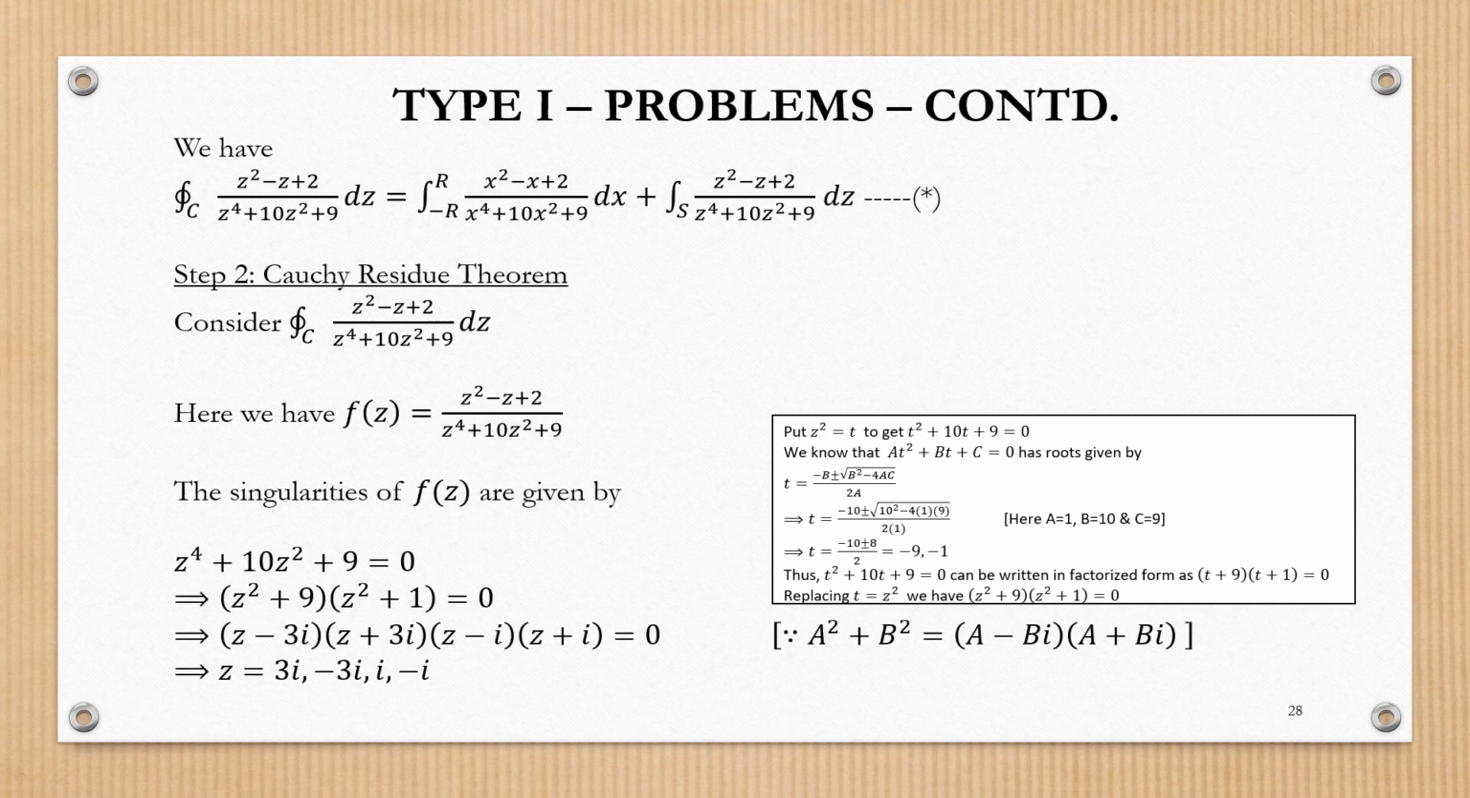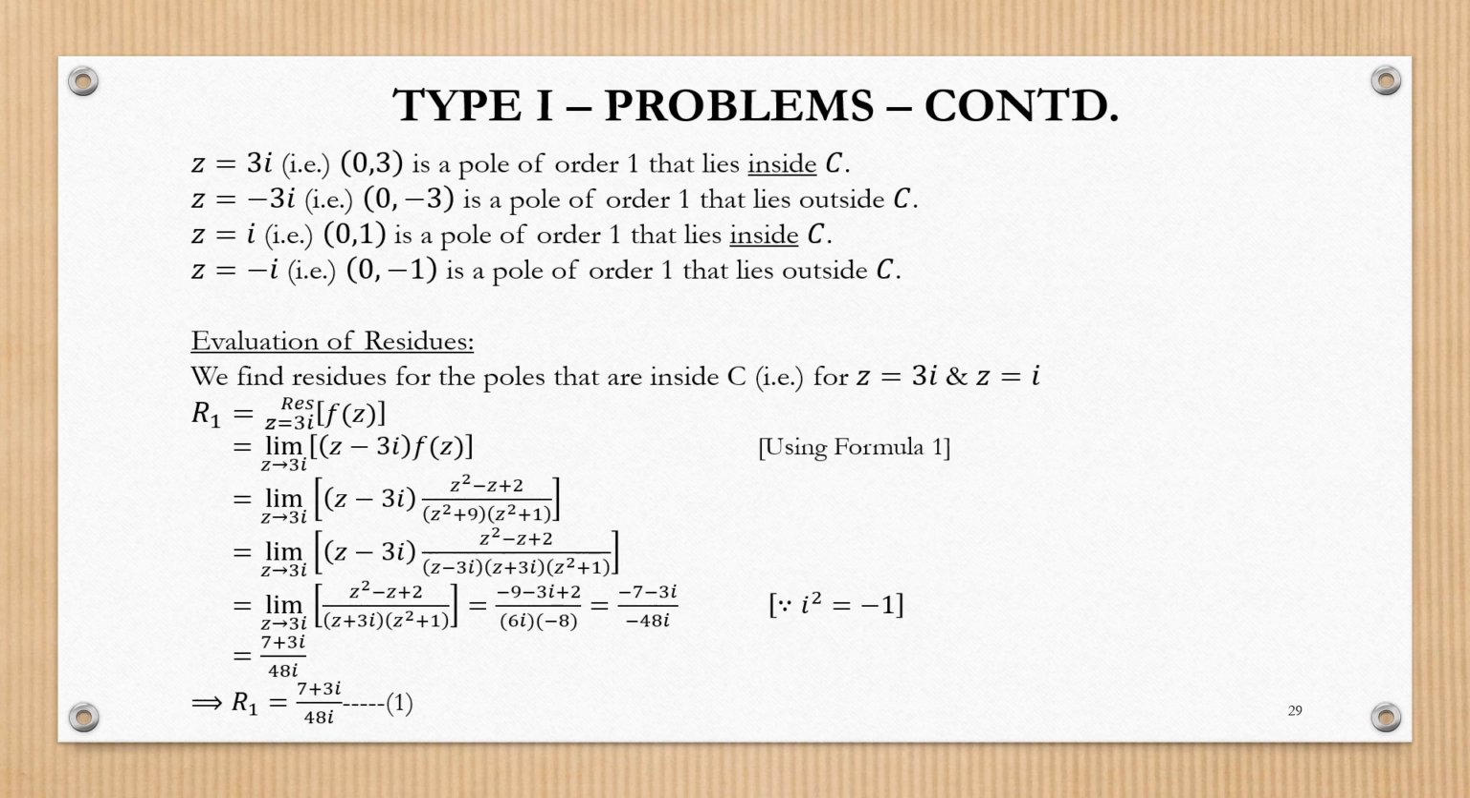Among the 4 poles, the one that lies inside and the one that lies outside is what we have to find. Minus 3i is 0, minus 3. Minus i is 0, minus 1. So both of them lie outside the curve. Whereas z equal to 3i, that is 0, 3, and z equal to i, that is 0, 1, are inside the curve. Okay, so for the poles that are inside, we evaluate the residues.